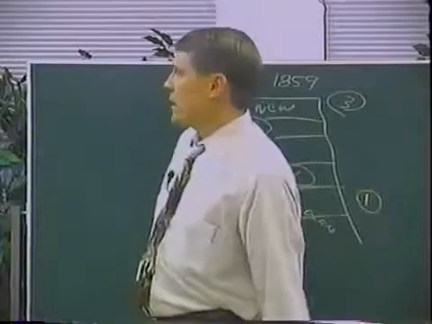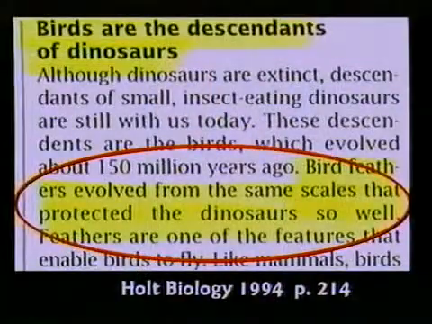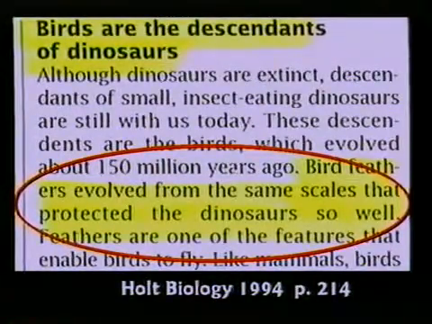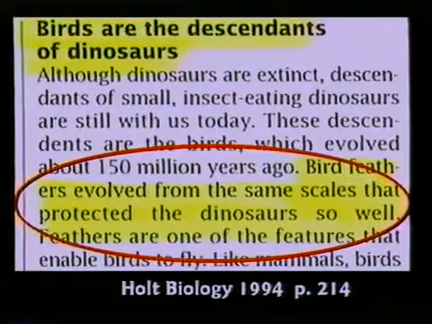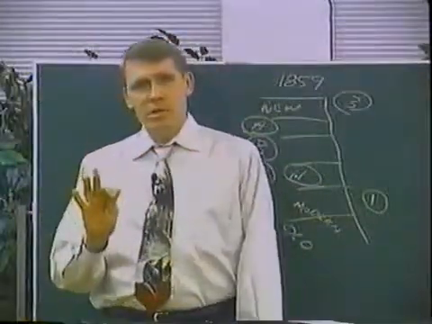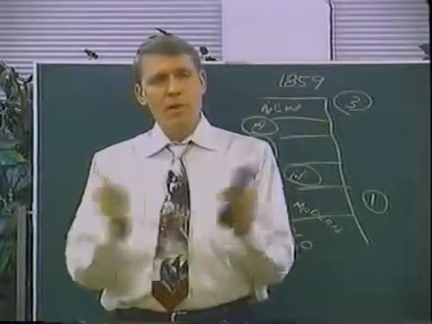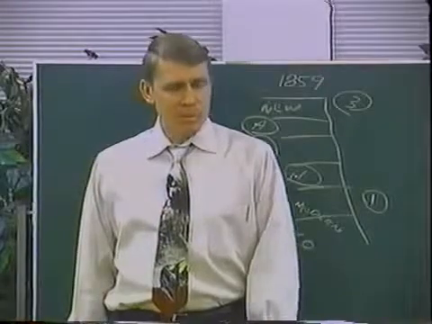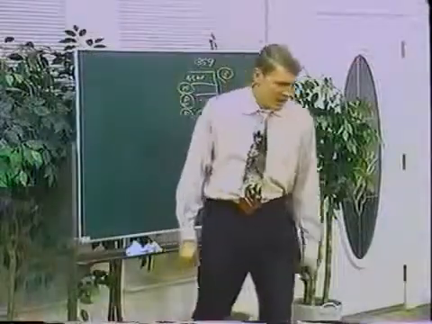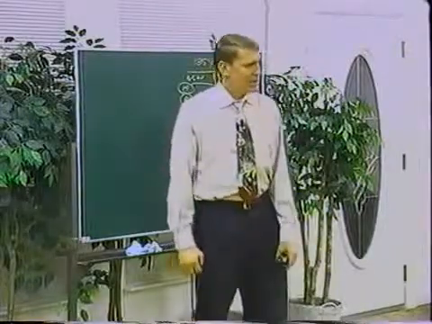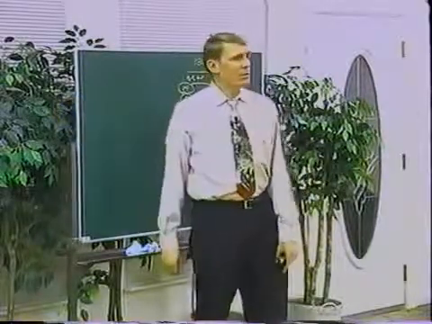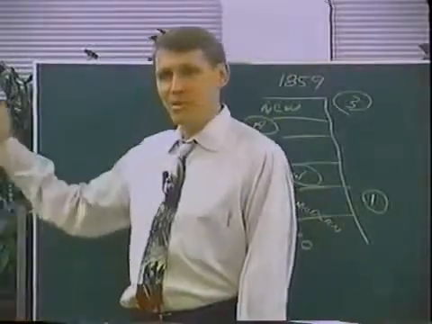This textbook, Hope Biology 94, says the descendants are the birds which evolved about 150 million years ago. Bird feathers evolved from the same scales that protected the dinosaurs so well. Now imagine yourself, high school student, teacher says, for homework tonight, read the following 8 pages and answer the questions at the end of the chapter. You remember in high school, you're going to read those 8 pages reluctantly and answer the questions as quick as you can. And one of the questions is going to be, what did feathers evolve from? You're going to say scales, because that's what they told you in the book.